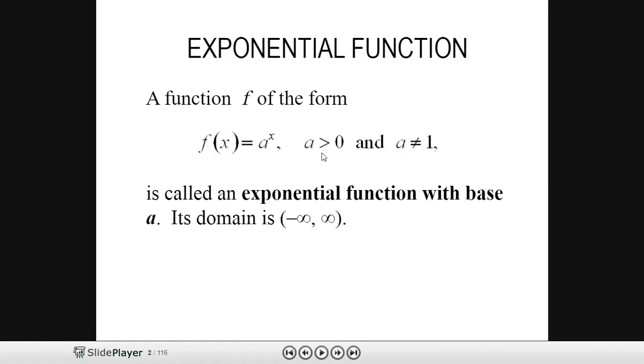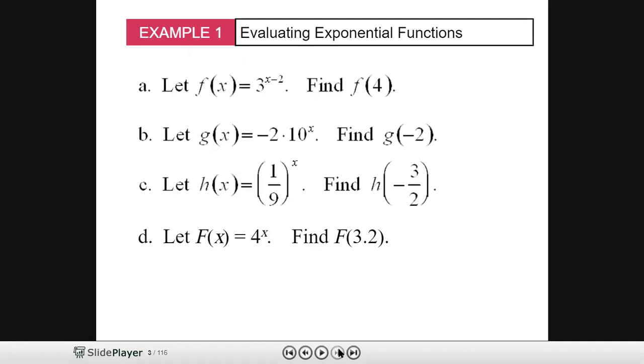The only two restrictions are that a should be positive and should not be 1, because if it is 1, then 1 to any power will become 1, so there is no use of it. So it's called an exponential function with base a, and this is the exponent x, and its domain is minus infinity to plus infinity. So it can take any value between these two extreme ends. Okay, very simple.